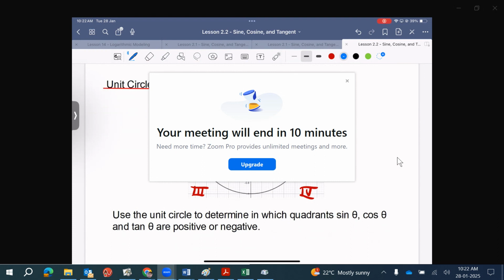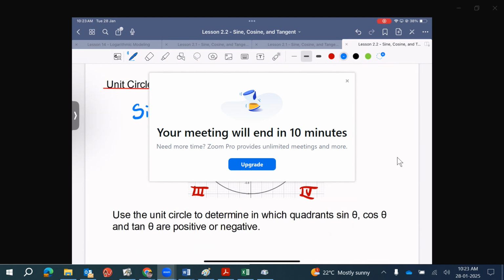As we move around into this quadrant here, we notice that the cosine values, which would be the x values, will be negative. The sine values are going to be positive, and the slope of the line, look at the slope of the line, that's negative.